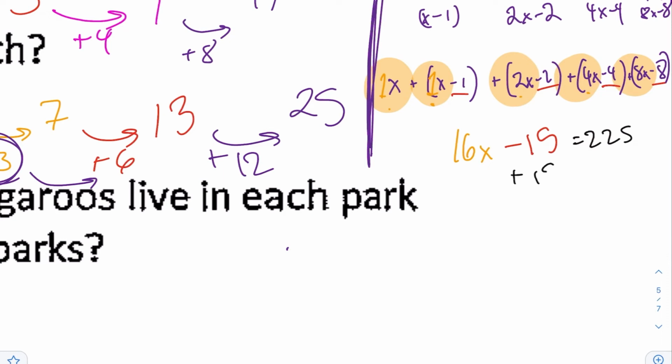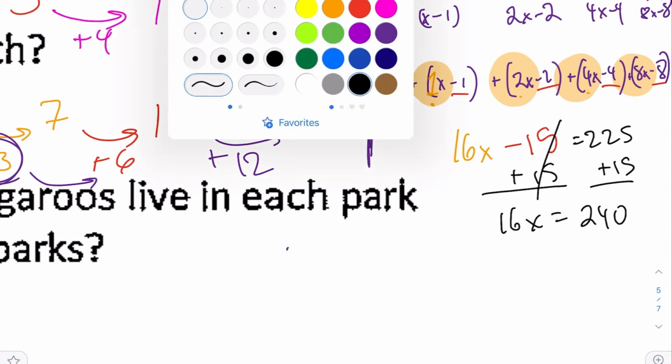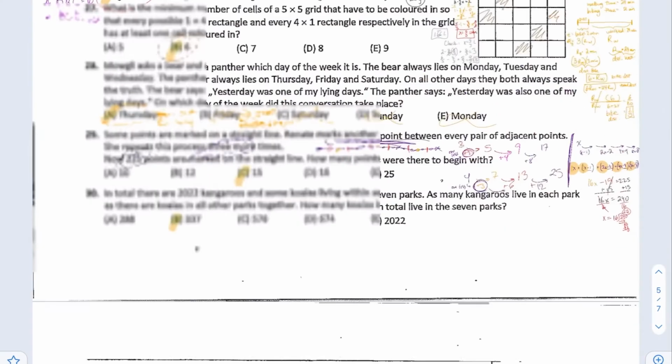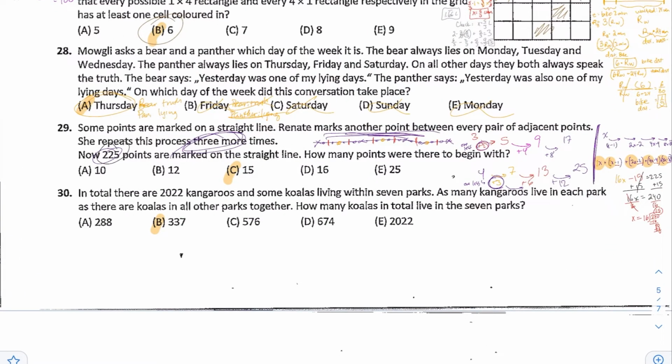To solve this, you can add 15 on both sides, and you get that 16x is equal to 240. And then if you divide by 16 on both sides, you get that x is equal to 240 over 16. And then if you subtract, you get 80. 16 goes into 80 five times. So you got 15 points to start with. So to begin with, there were 15 points.